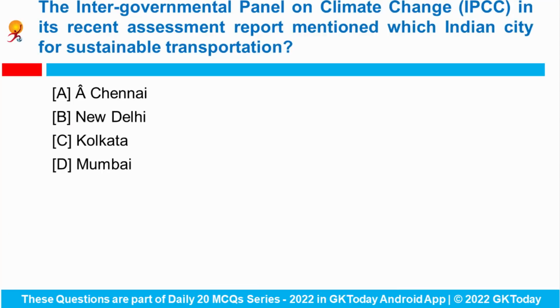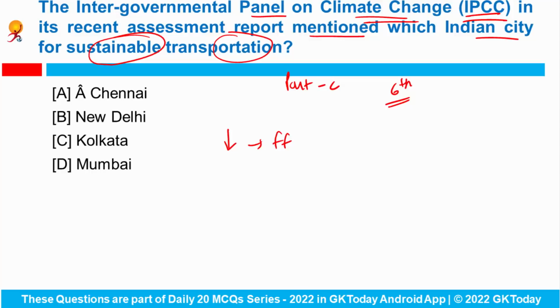Next question. The Intergovernmental Panel on Climate Change, that is IPCC, in its recent assessment report mentioned which Indian city for sustainable transportation? So IPCC recently released the Part C of its 6th assessment report, and the main finding of the latest IPCC report is that the world must focus on reducing dependency on fossil fuel. And the report mentioned Kolkata in respect of shifting from private to public transport, and it highlighted that the urban mobility transitions in Kolkata show the interconnected policy as well as institutional and socio-cultural drivers for socio-technical changes.